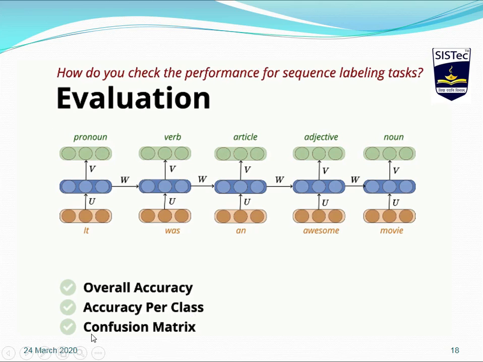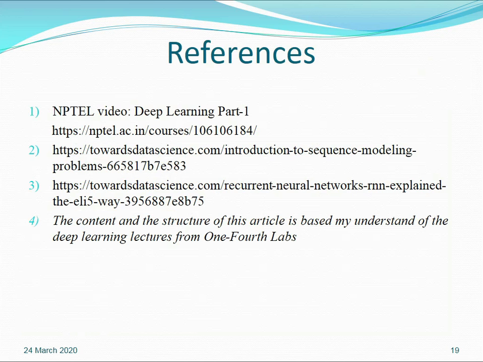Confusion matrix, that you already know. Confusion matrix is again an m cross m matrix, which we have already discussed in the last classes. Now these are the references. Thank you very much.